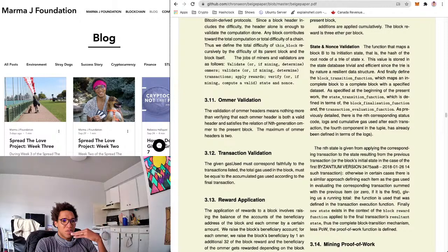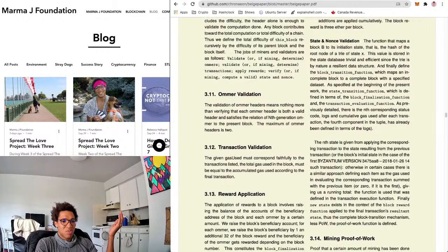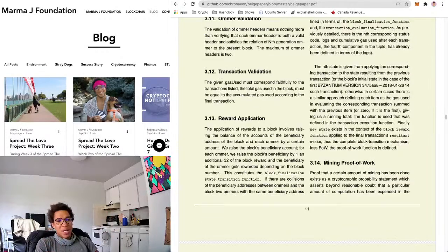Gas used is the value of the function, the sum of the previous items giving the running total. The function is used that was used in the transaction execution function. Finally, a new state exists because of the block reward function applied to the final transaction's resultant state. Thus, the complete block transition mechanism, less proof of work.